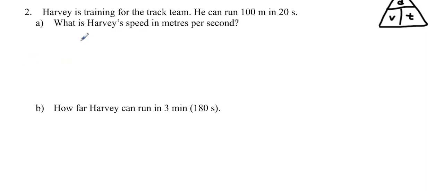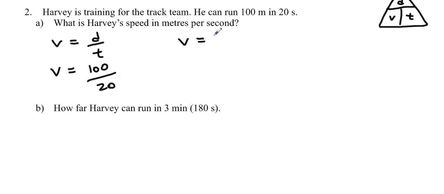So if I have this, he can run 100 meters in 20 seconds. His velocity is distance divided by time. What is Harvey's speed in meters per second? It would be the distance, 100 meters, divided by time, 20 seconds. So velocity is 5 meters per second.